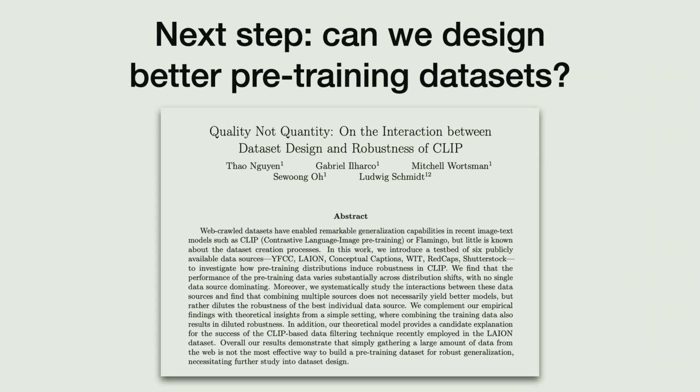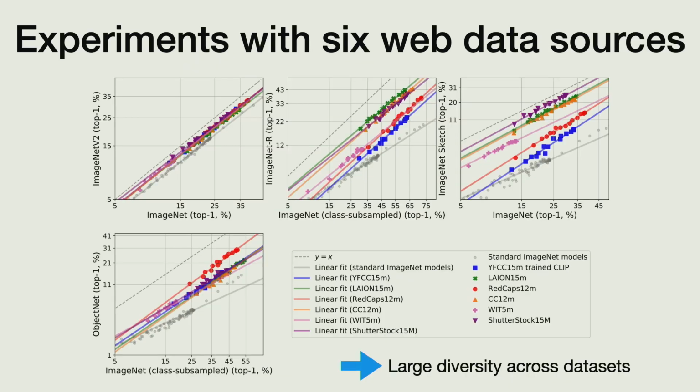So the obvious next question is, can we design even better pre-training data sets? This is a paper that will hopefully be on arXiv a week from now. I don't really have time to tell you about it. At a high level, what we did there is just see how much variation in terms of robustness there is between these different web data sources. And the answer is a lot.